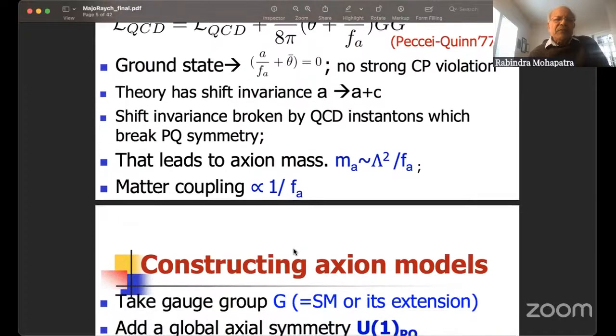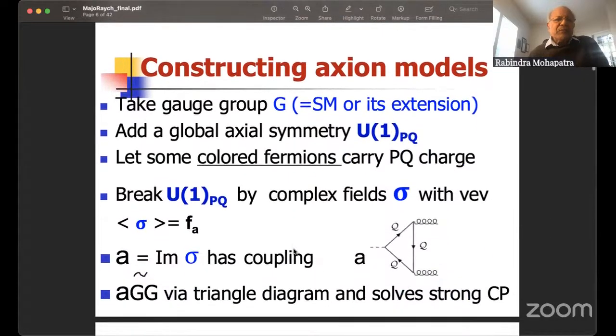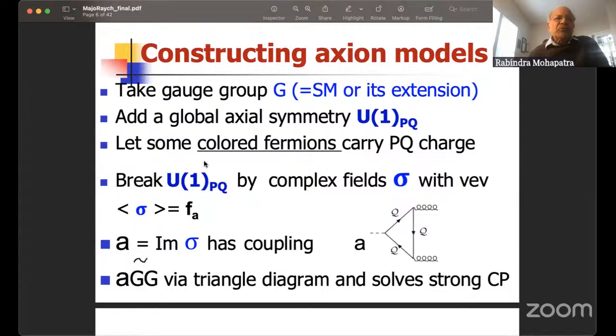So now let us see how you construct axion models. This was first discussed by Weinberg and Wilczek, who showed that you take the gauge group, the standard model and its extensions, and add a global axial symmetry, which is U(1) Peccei-Quinn, and let some colored fermions carry the PQ charge. Now, once you have the colored fermions carrying the PQ charge, if this symmetry is anomalous in the QCD term, then through the triangle diagram right here, this is the axion.